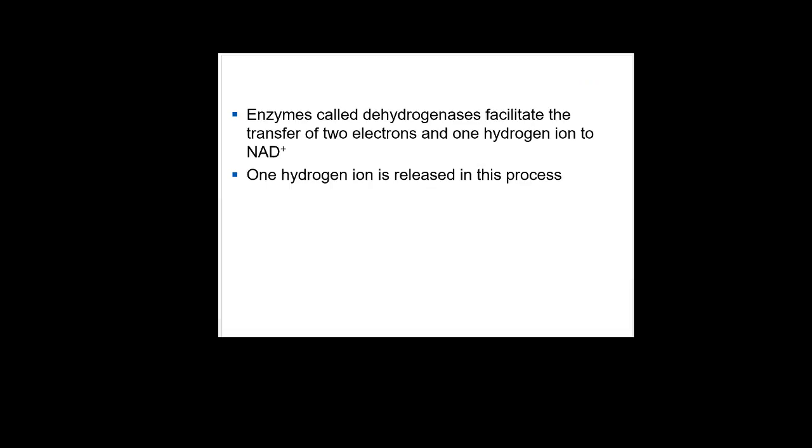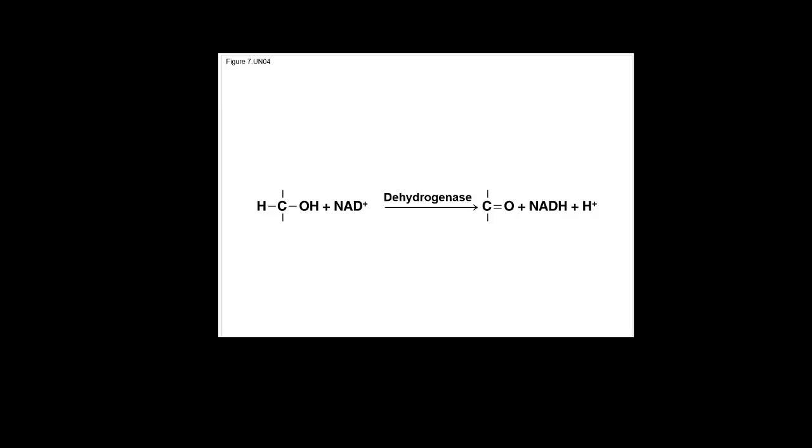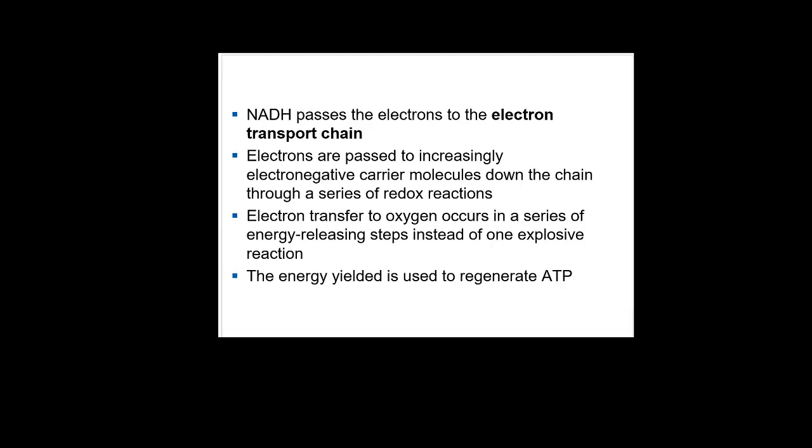Enzymes called dehydrogenases facilitate the transfer of 2 electrons and 1 hydrogen ion to NAD+. In this process, 1 hydrogen ion is released. This shows the dehydrogenase reaction. Here's your NAD+.